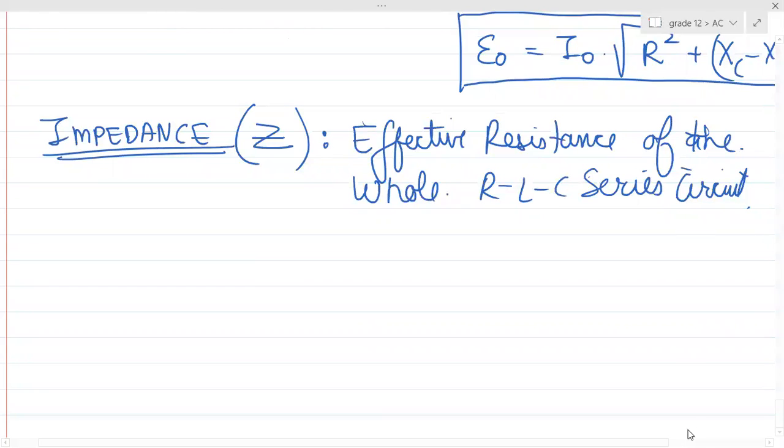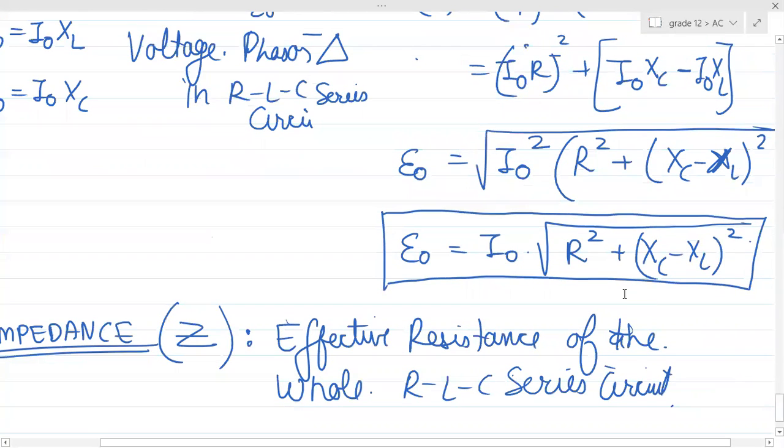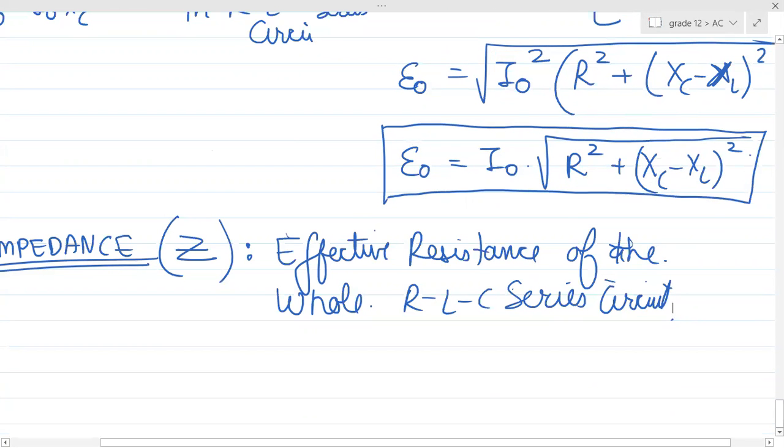So basically, how can you add two different vectors which are having different nature? This is resistance and this is reactance. You can't add them directly, right? So that is why we have to give a new physical quantity, which is basically the vector sum, or the phasor sum, of R and the net reactance, right?